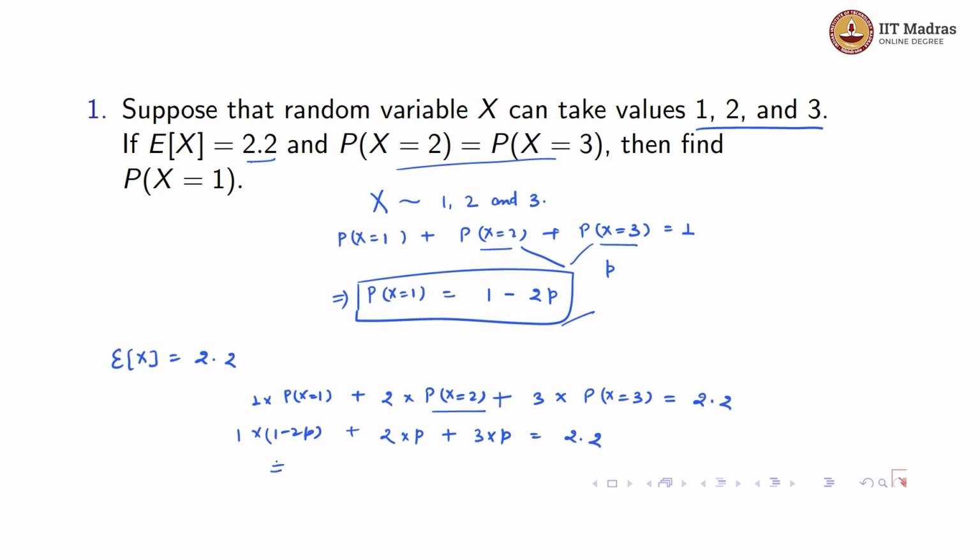Okay, so when we calculate this, we have 2p, 2p, 2p, so 3p is equal to 1, that will go to that side, so 2.2 minus 1, which is 1.2. So from here we get p is equal to 1.2 by 3, that is 0.4. So now we got the value of p is equal to 0.4. When we put this value of p in p of x is equal to 1, we will get 1 minus 2 into 0.4, that is 1 minus 0.8, so 0.2. So this will be our answer.